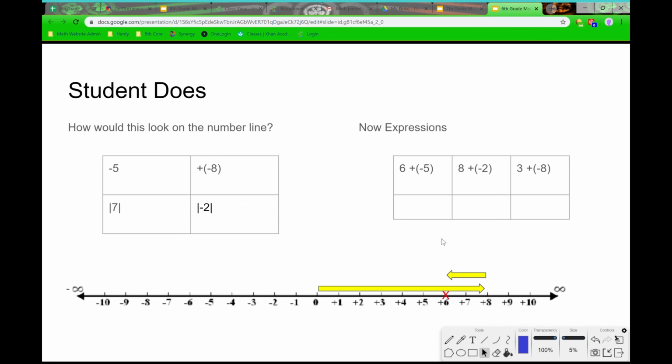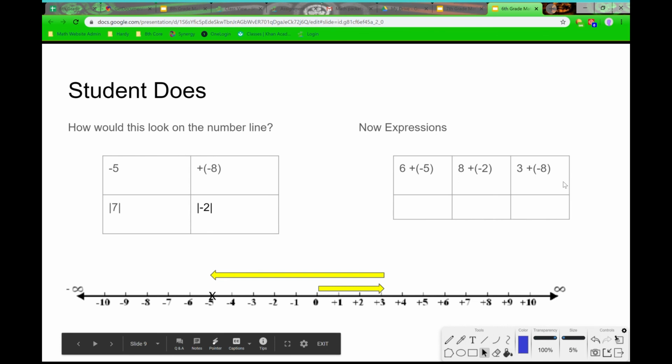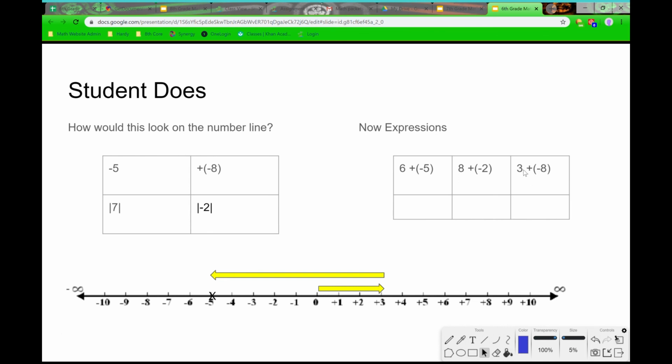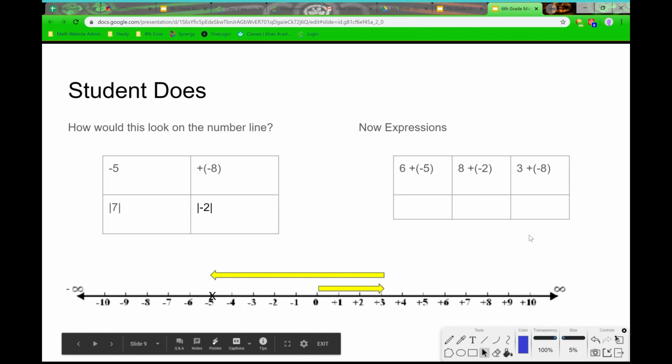Final problem, 3 plus negative 8. The 3 is in the positive direction, so we start out moving to the right. But then the negative 8 combines to be just 3 minus 8. That negative 8 puts me back in the negative column. So we have an answer of negative 5.